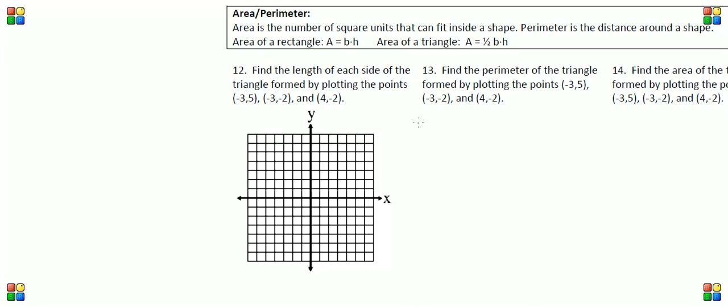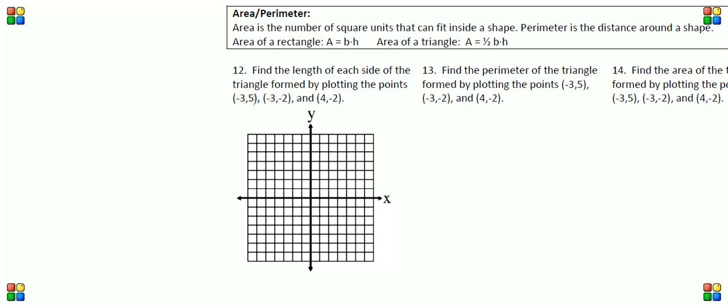Question number 12. Find the length of each side of the triangle formed by plotting the points (-3, 5), (-3, -2), and (4, -2). So they want to know the length of every side of this triangle, and before we can do that, we're going to have to plot it on the coordinate plane. So let's go ahead and do that.